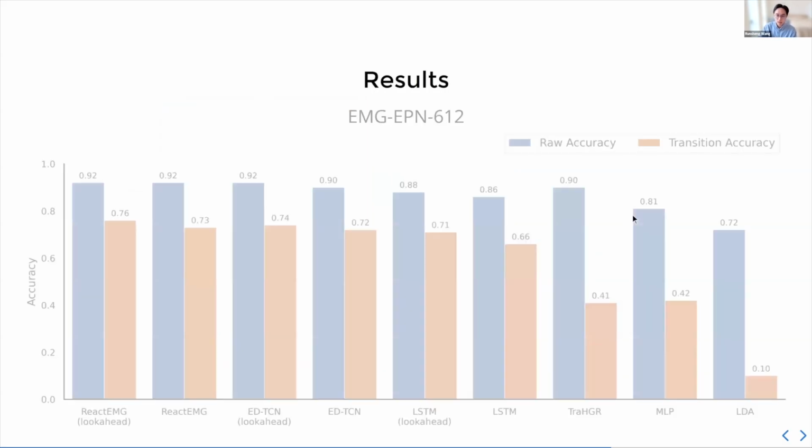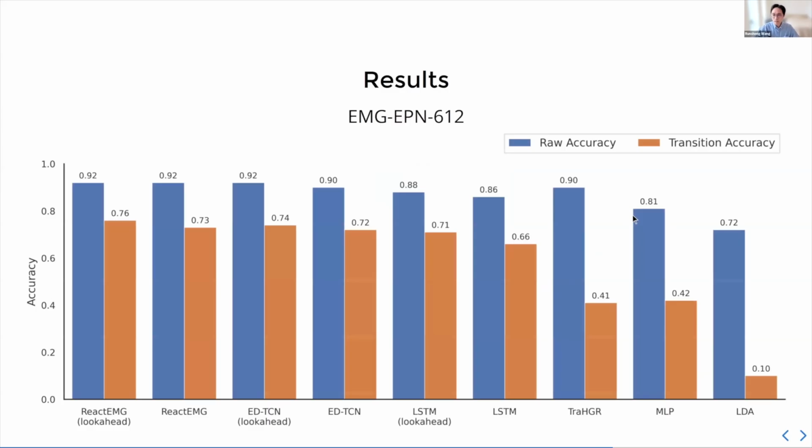So using this metric, what do the results look like? These are results evaluated on the EMG EPN 612 dataset. This is the largest open-source EMG dataset out there. The 612 stands for 612 participants, and half of that is a test dataset. So the results you're seeing are test accuracies on these 306 people that are held out from training.